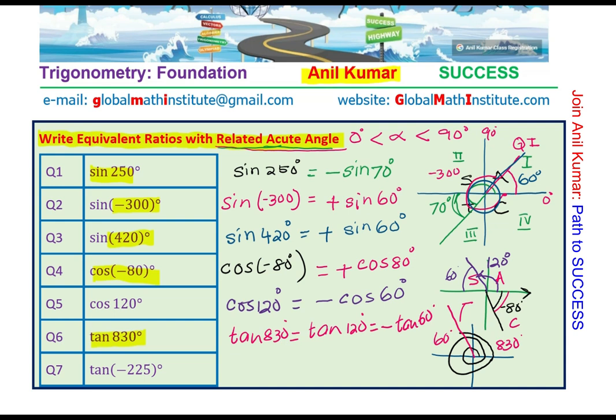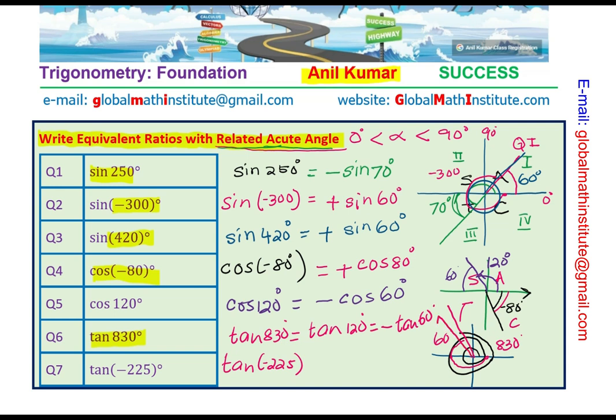Perfect. Now, the last question for you, which is tan of minus 225. Minus means you'll move clockwise. 225 clockwise. Let's go. So from here, 180, right? And 20 more is 200, and then 25 more, 225. Correct? So there you land, correct?